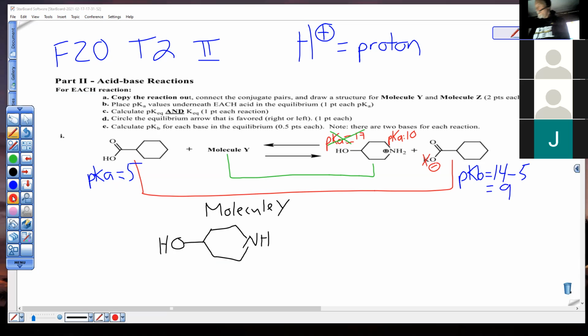Similarly, over here, molecule Y is the conjugate base of this. Molecule Y has a pKb of 14 minus its conjugate acid's pKa.